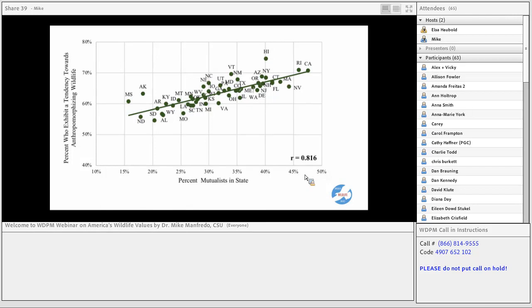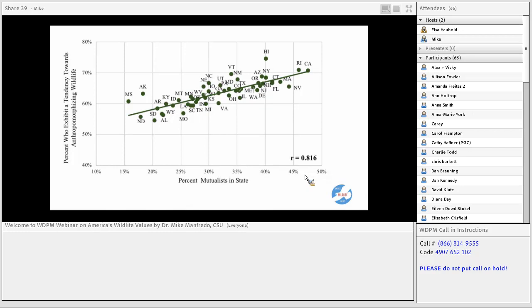First of all, I want to say, and I don't have a graph on this, that the correlation at the individual level, not this state level that I'm showing you, is very strong between mutualism and anthropomorphism. Another thing I want to mention is that we measured anthropomorphism with a three-item scale that we took from the psychology literature. It wasn't developed by us. It's been used in many other cases that ask people questions such as, do animals have intention? There are several questions about that.